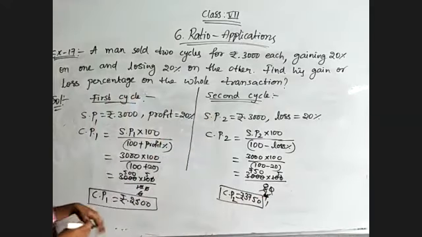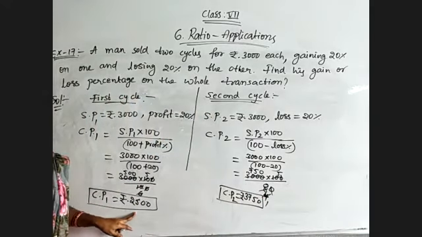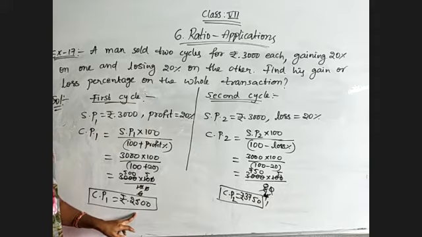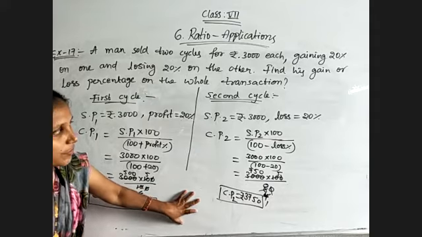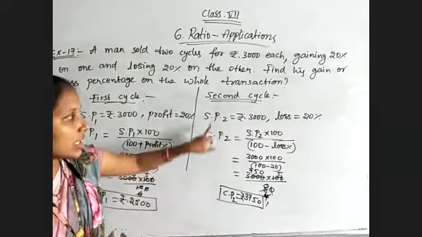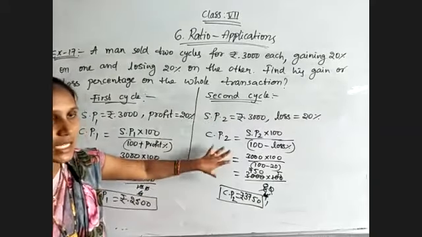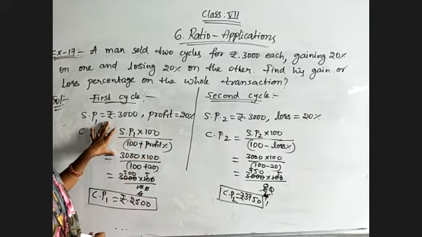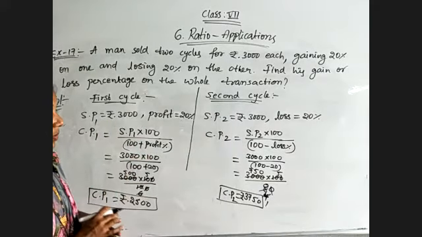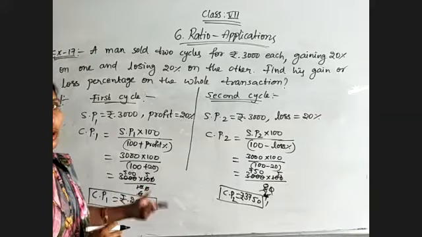CP1 is 2500. He is buying the first cycle at 2500 rupees and the other cycle at 3750 rupees. That's why he is getting loss here, since SP is lesser than CP. And here SP is more than CP, so he is getting profit. Now total SP and total CP we will find.